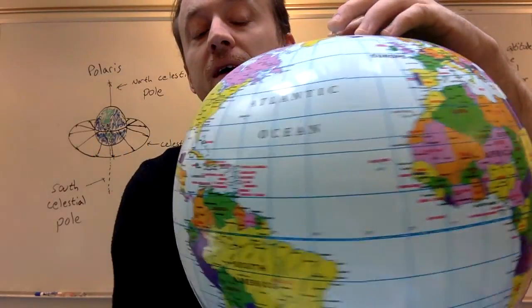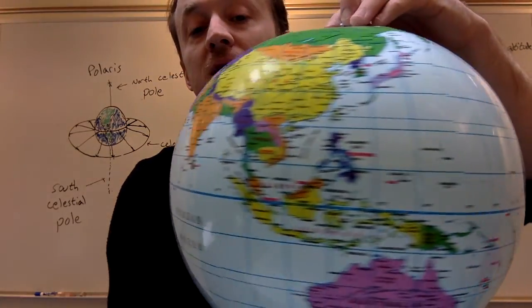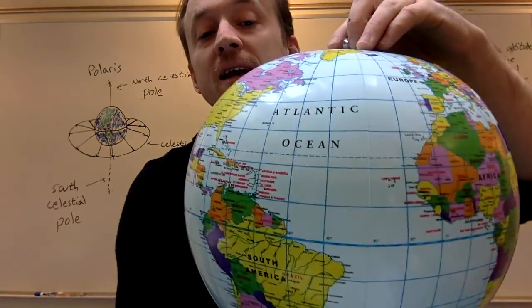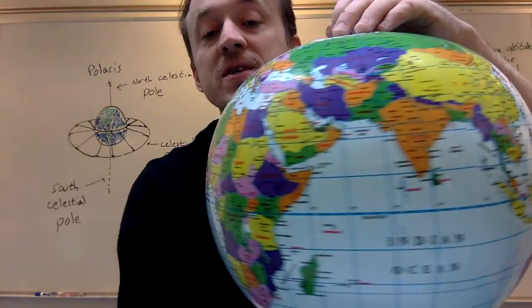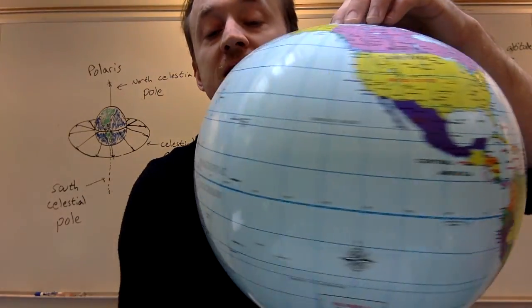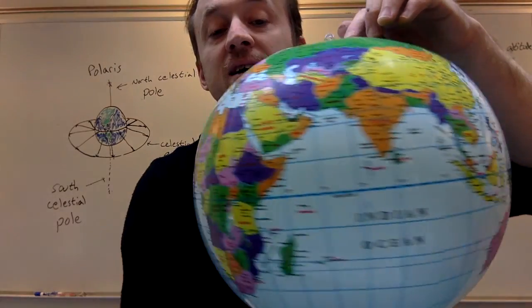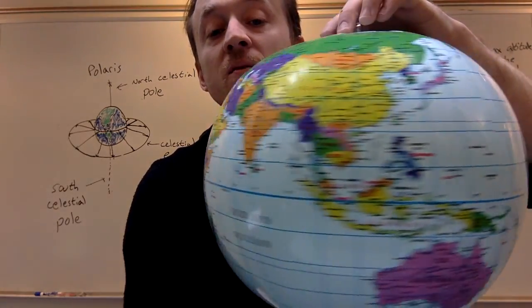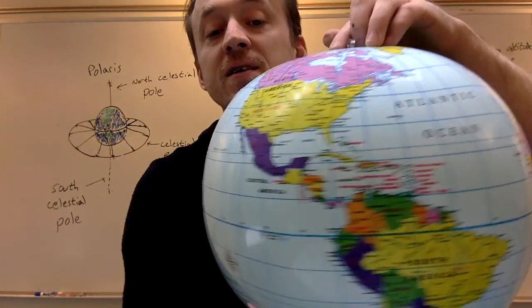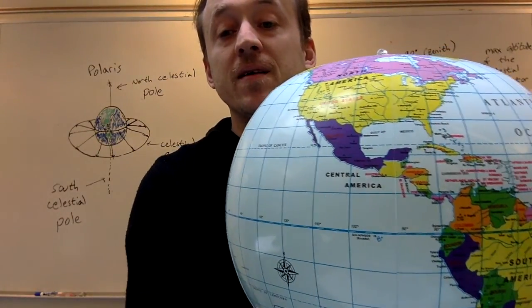Here I have a beach ball Earth. Now I'm rotating it in the proper direction, and this is why we see the stars rise in the east and set in the west, just like we see the sun rise in the east and set in the west.